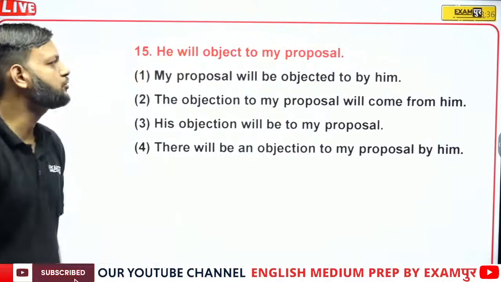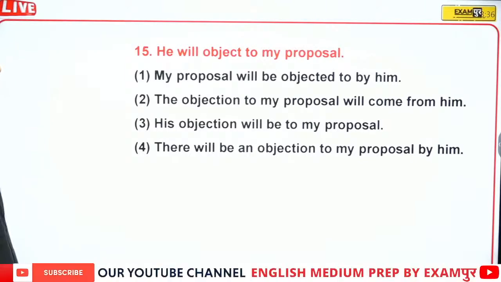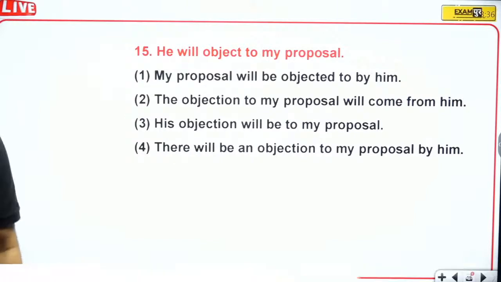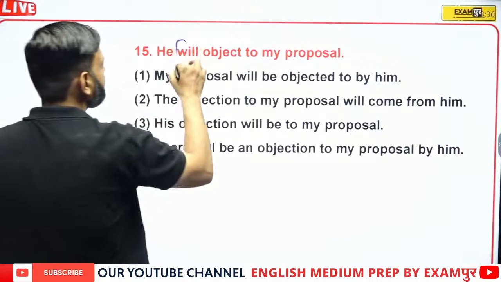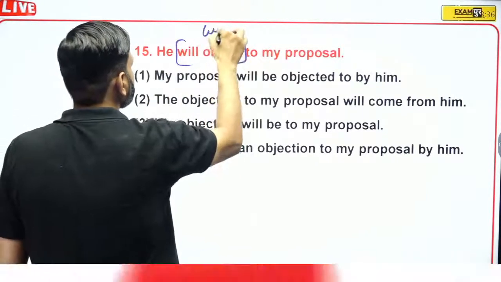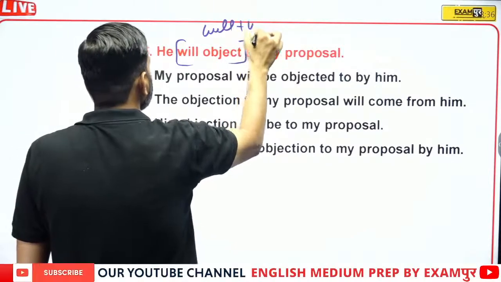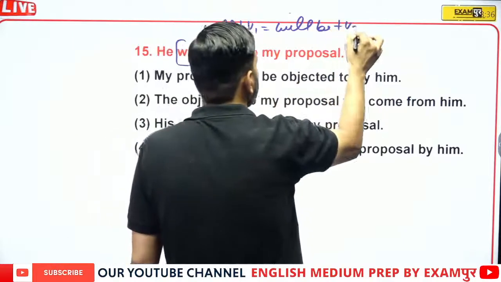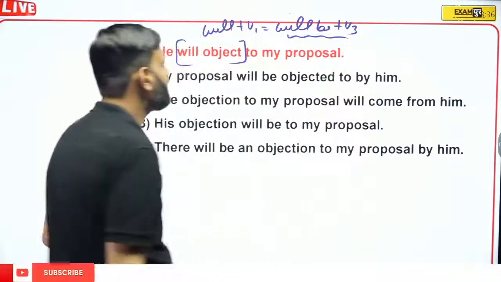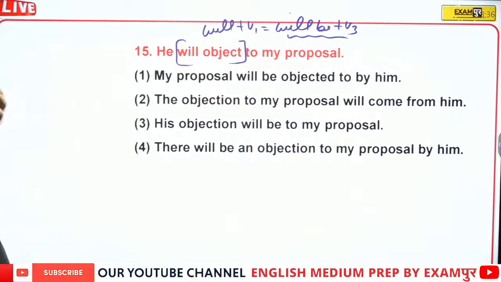Next is: He will object to my proposal. Here we have will plus V1, so it should be changed into will be plus third form. Okay, will be plus third form.